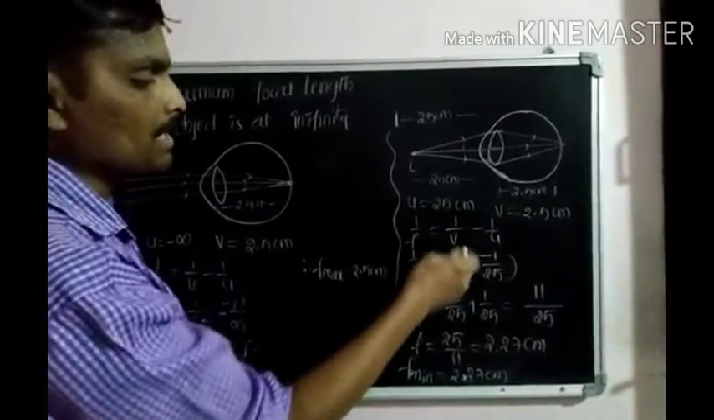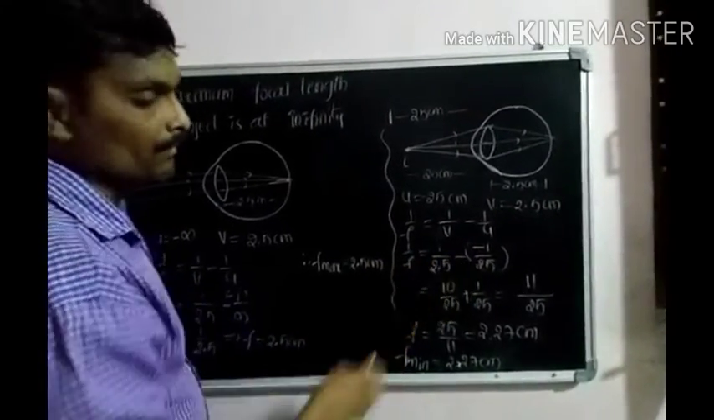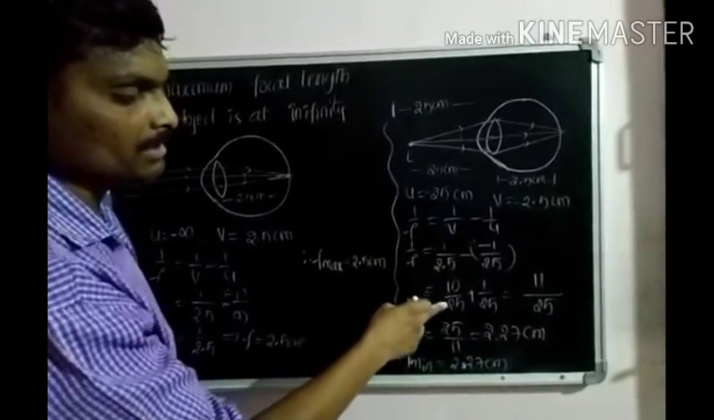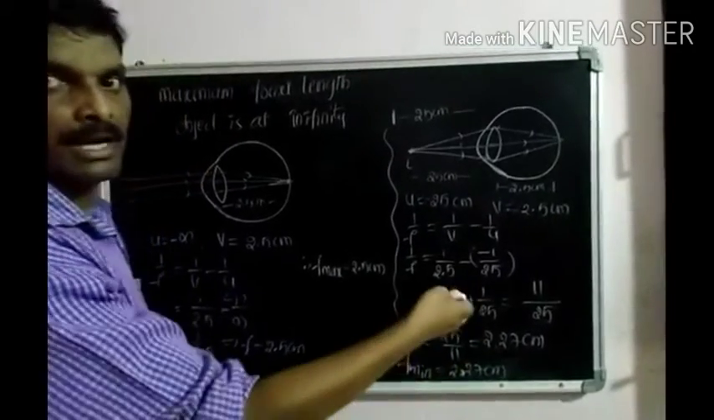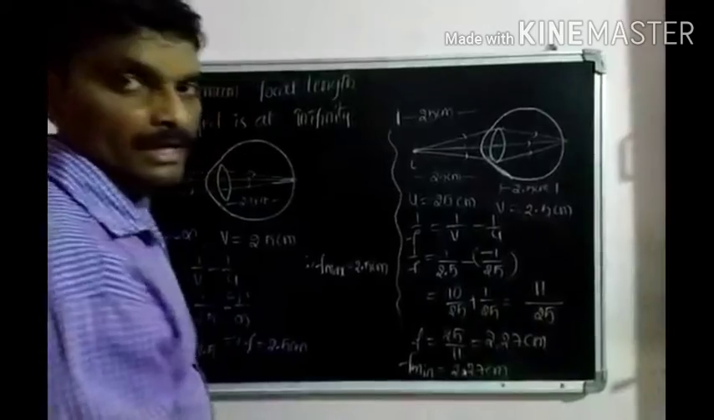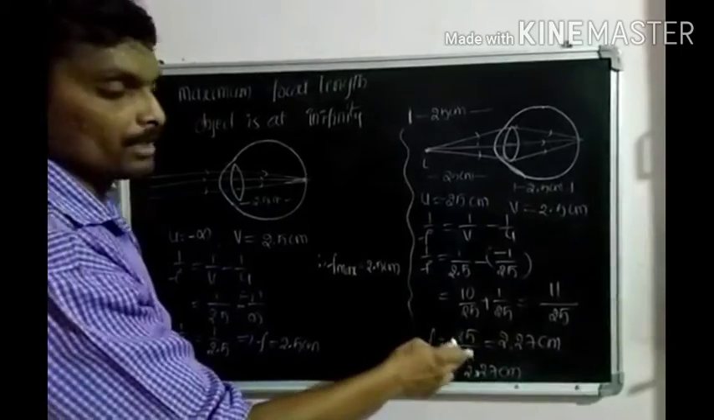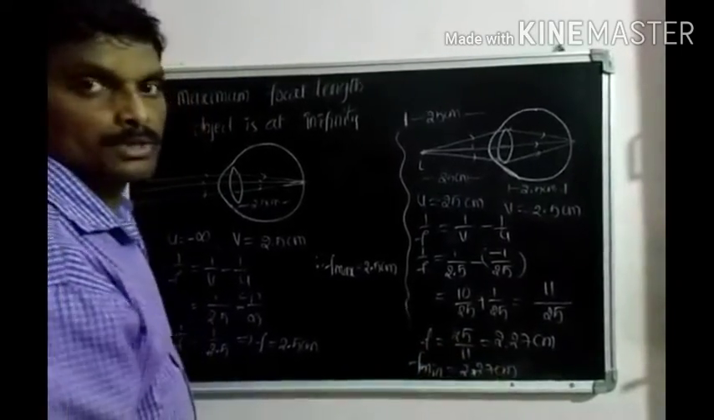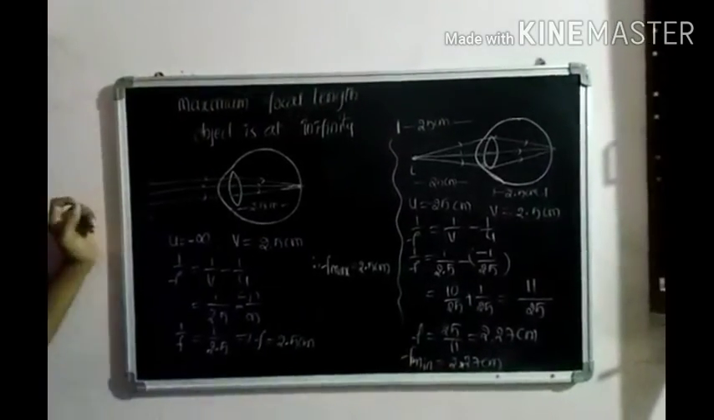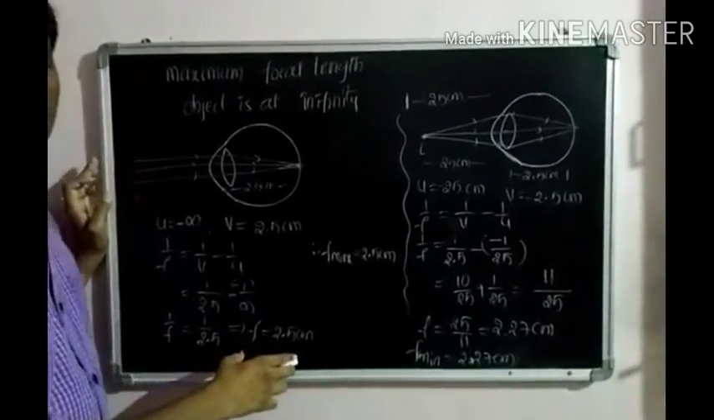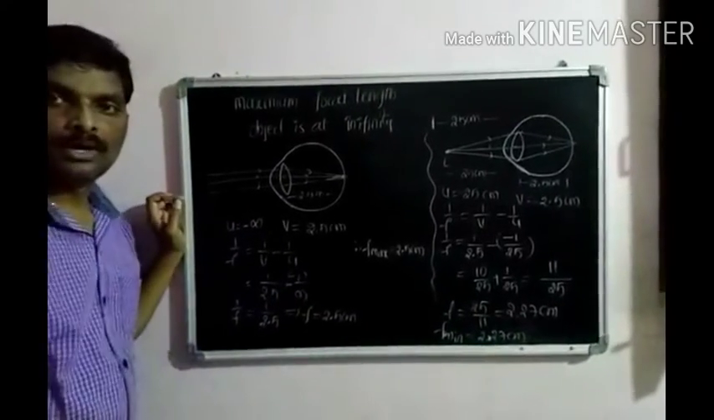Substitute these values in the formula. 1 by f equals 1 by 2.5 minus of minus 1 by 25. Then we can write 1 by 2.5 as 10 by 25, plus 1 by 25. Here the denominators are equal, so we can add the numerators, and that becomes 11 by 25. So f equals the reciprocal, 25 by 11, which equals 2.27 centimeters. This is f minimum. So the minimum focal length of the eye lens is 2.27 centimeters, and the maximum focal length is 2.5 centimeters. The focal length of the eye lens varies between 2.5 and 2.27.